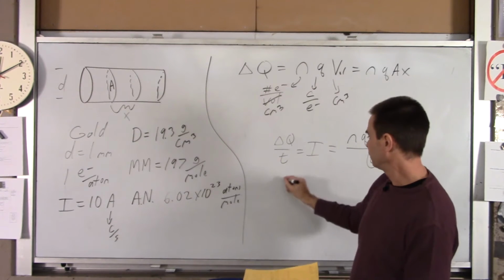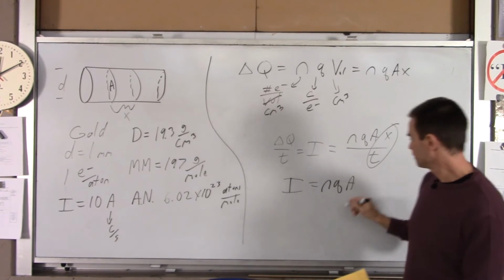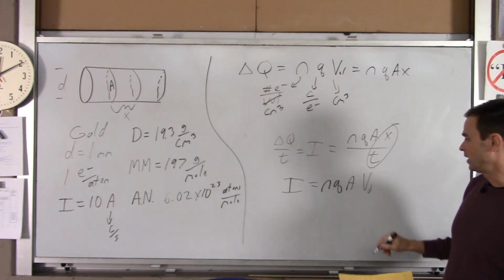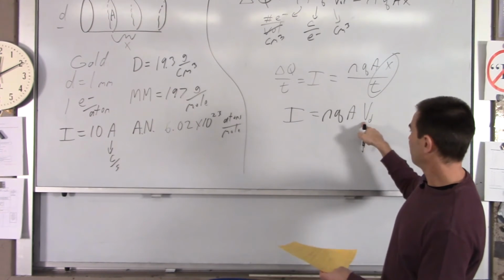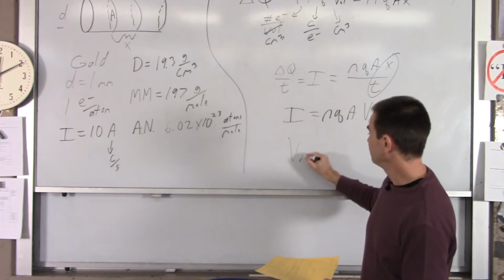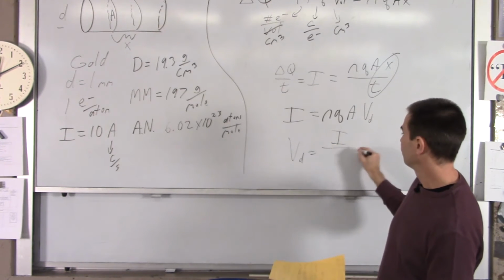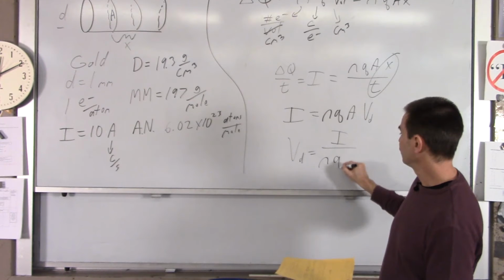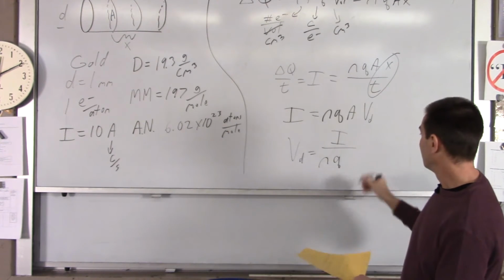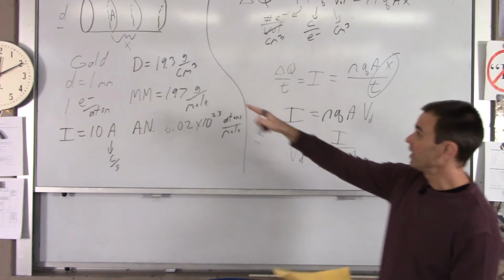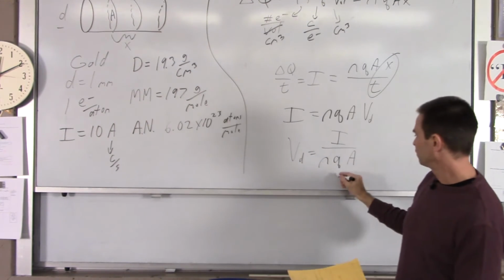So we've got current equals N Q A V sub D, and what we want to solve for is V sub D. So V sub D equals current, which I know to be 10 amps, over N Q, which I know to be 1.6 times 10 to the negative 19th coulombs per electron, and A, which would be the area of the cylinder, which is going to be pi r squared. So I've got this and this.